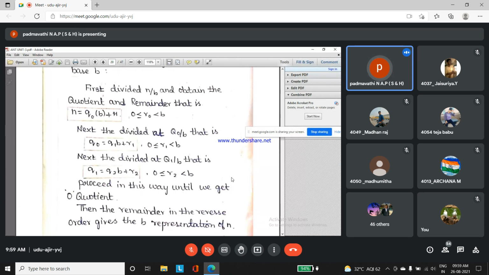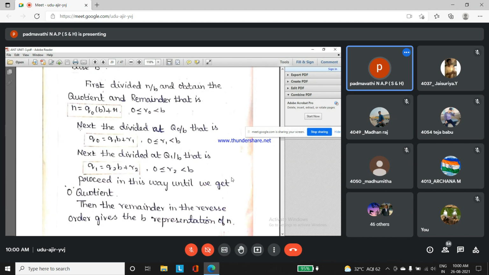First divide n by b and obtain the quotient and the remainder, that is n equal to quotient times b plus r. Then again divide the quotient by the number: q0 equal to q1 b plus r1. q1 is the quotient after dividing the first quotient. Then find the next quotient: q1 equal to q2 b plus r2. Proceed in this way until we get a zero quotient. That is the base b representation algorithm.